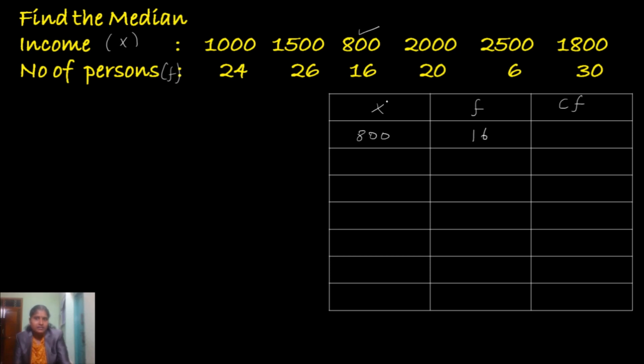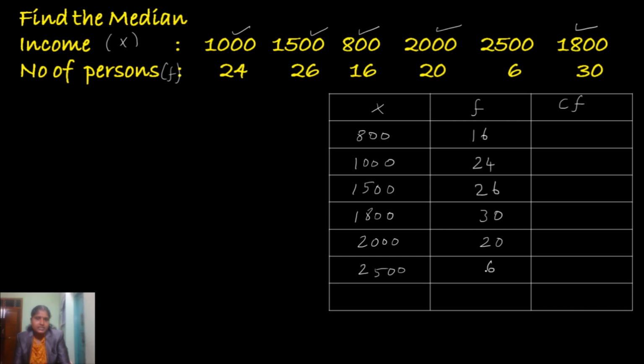Corresponding frequency 16. Then 1000, its corresponding frequency 24, then 1500, corresponding frequency 26, then 1800, its corresponding frequency is 30, then 2000, corresponding frequency is 20, the last 2500 and its corresponding frequency is 6. Now let's calculate the cumulative frequency.